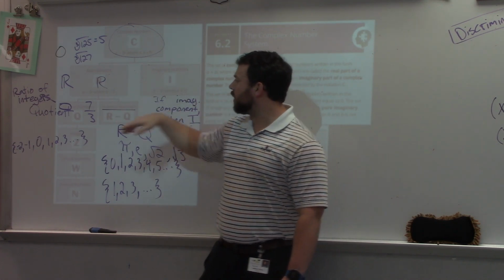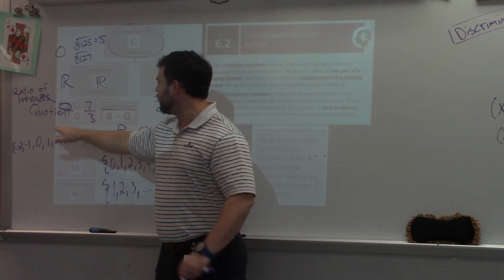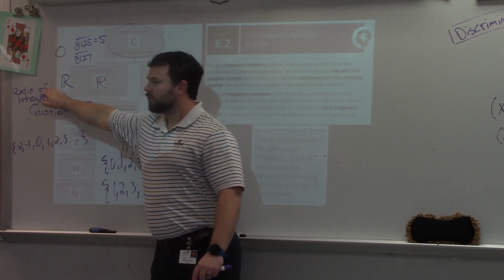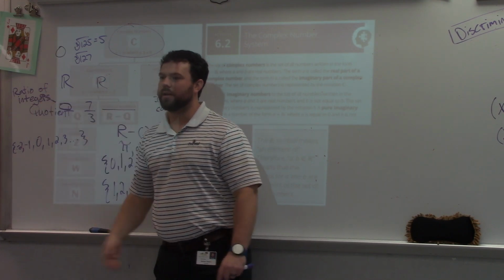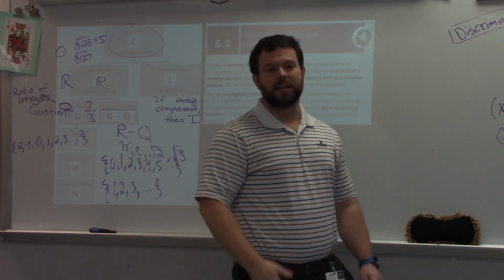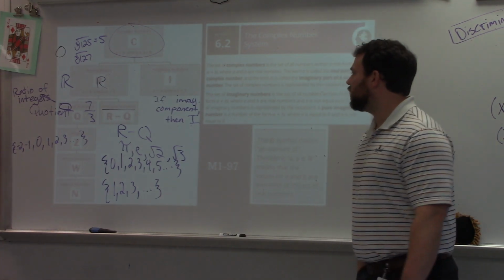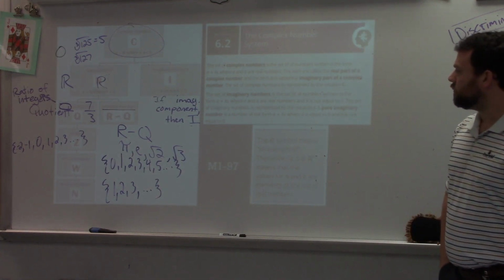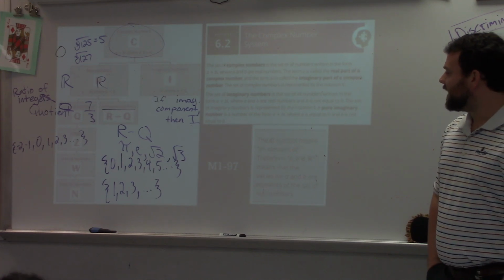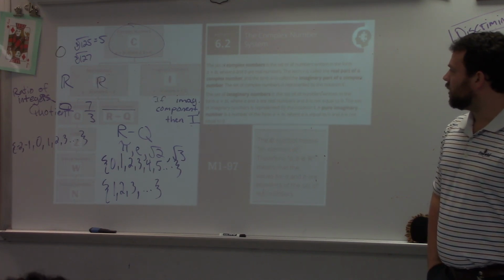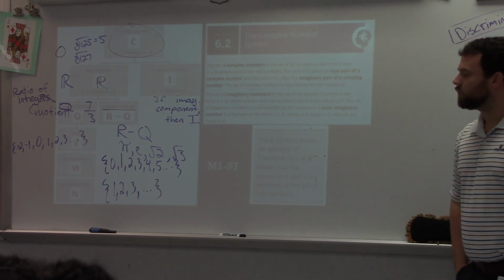And that's why I say rational numbers are ratios of integers. Rational numbers are ratios of integers. Every rational number is a ratio of an integer. All right. I think that's all I need to talk about with those before we do some practice with them.